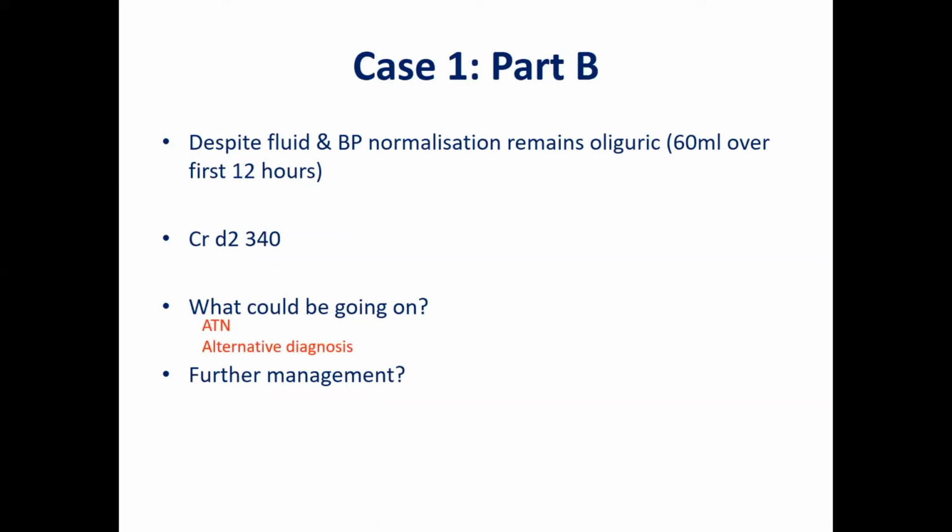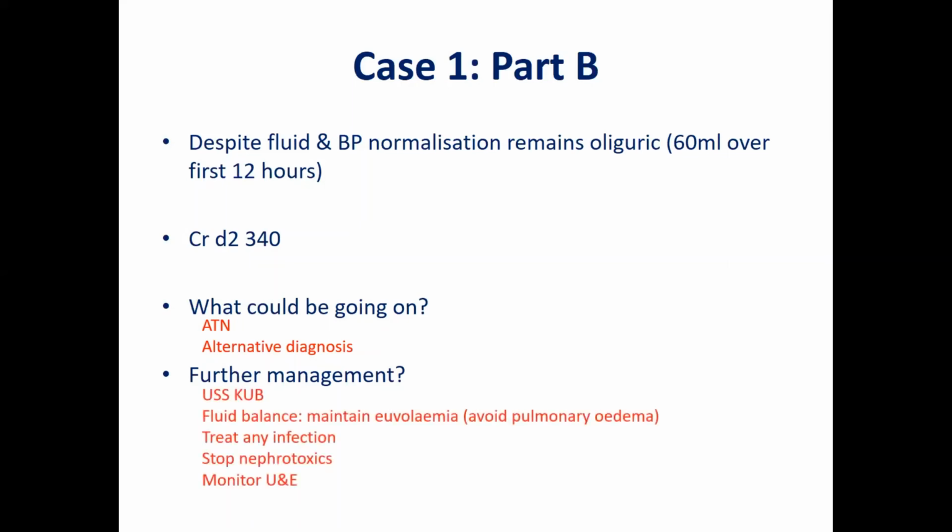Well, she's probably got acute tubular necrosis. The other possibility you always bear in mind is, could she have an alternative diagnosis? So what are you going to do? Well, you're going to get some sort of imaging of her renal tract to make sure she's not obstructed. You're going to check her fluid balance, aiming to maintain euvolemia, and I will come back to that. You're going to treat any infections that are there. So, if you think she might have an infection, you're going to treat it. You're going to stop her nephrotoxics, her ACE inhibitor, and so on. And you're also going to monitor her renal function.